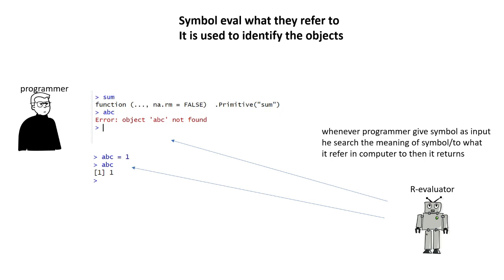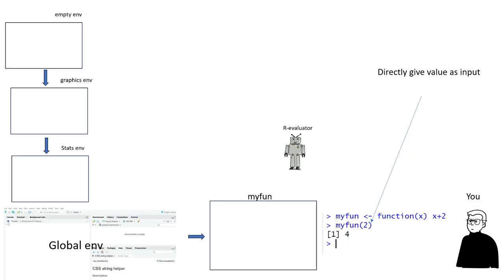If you define the meaning of a symbol like ABC equal to 1, this means that ABC has the meaning 1. So now if you give the input ABC, it returns 1. So this is a function, my fun is a function name, as you can see in the slide. And to call the function, you can also give a direct value. In this case it will give you the result 4.